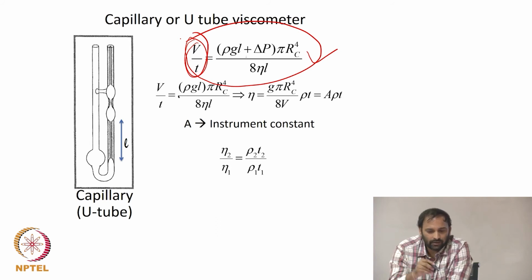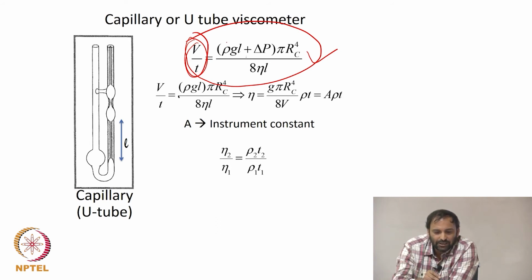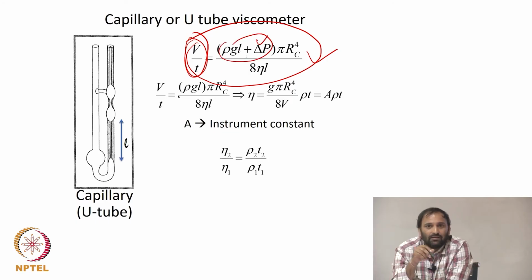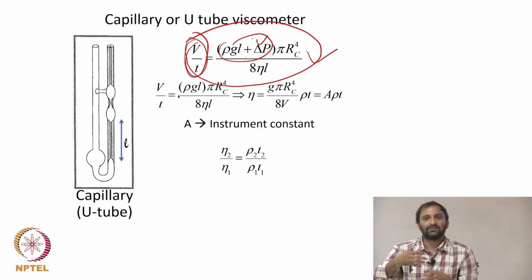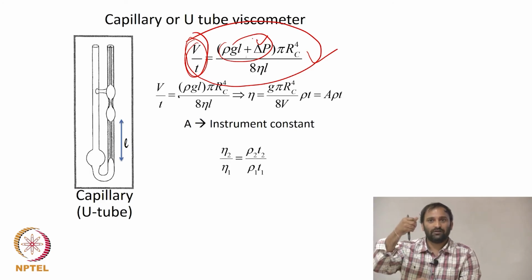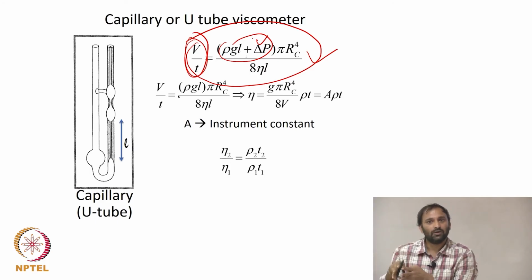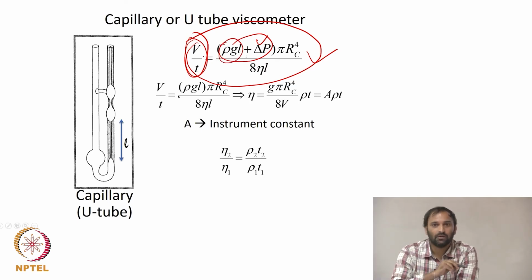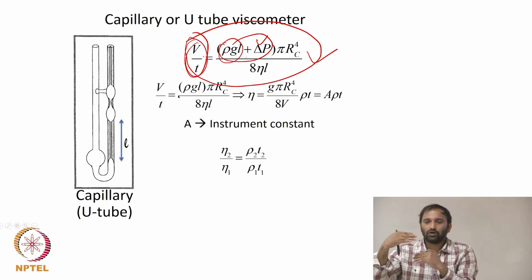Now if you look at this equation, there are two things: your delta P, plus your rho g L. There are two contributions to the pressure drop. Typically these experiments are done in a vertical column, therefore I also have to worry about the hydrostatic pressure as well. That's why you have this term.